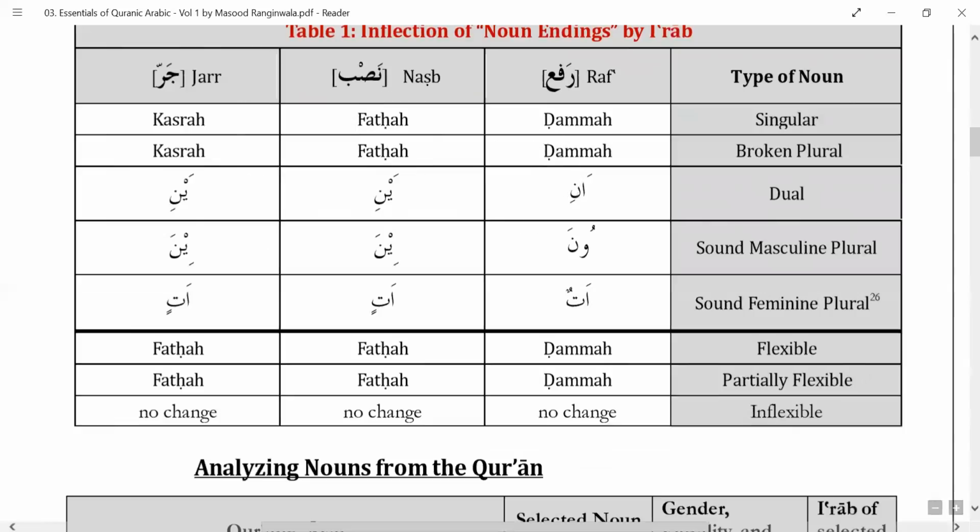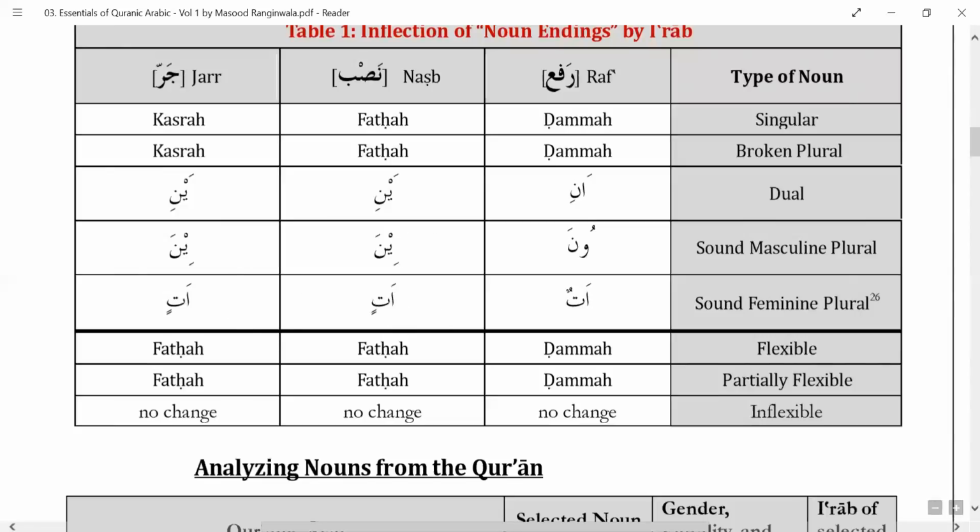Ani, rafa, aini, nasb, aini, jar. Una, rafa, ina, nasb, ina, jar. Atun, rafa, atin, nasb, atin, jar.